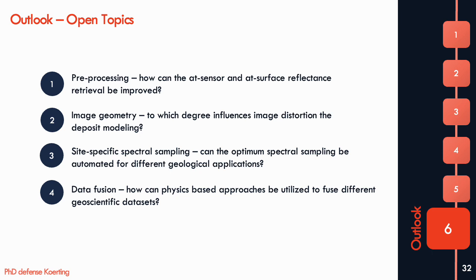Third would be the site-specific spectral sampling. So can we have an optimum spectral sampling or spectral sampling frequency that could be automated for different geological applications or deposits, for example. And fourth is the data fusion. So how can different physics-based approaches be utilized to fuse the different geoscientific data sets to add value and to fuse low and high resolution geological methods, for example.